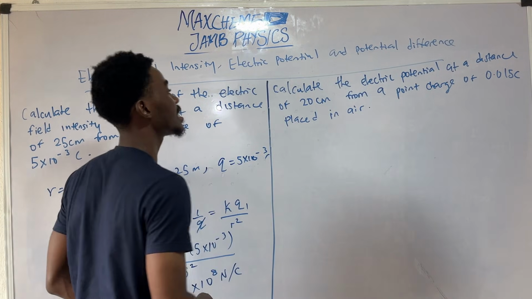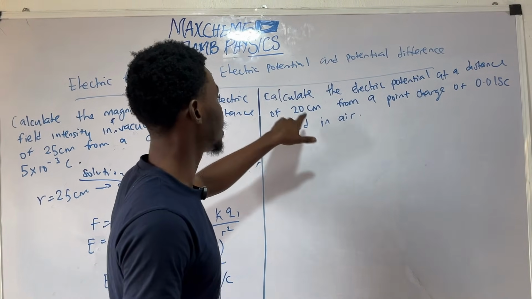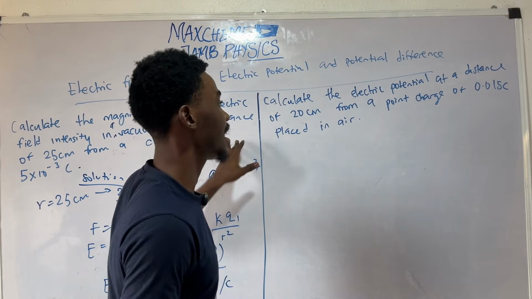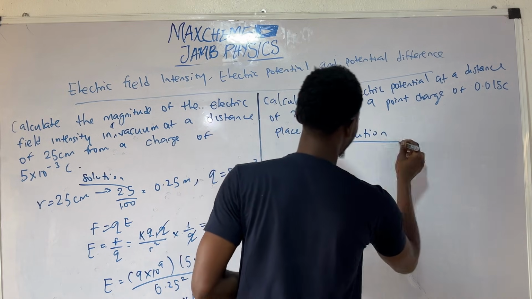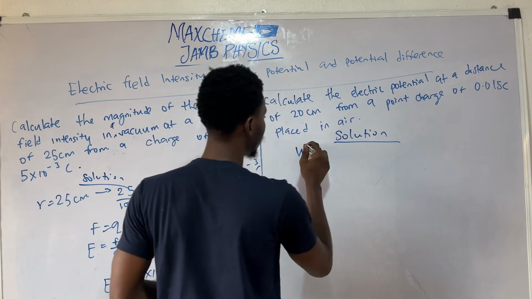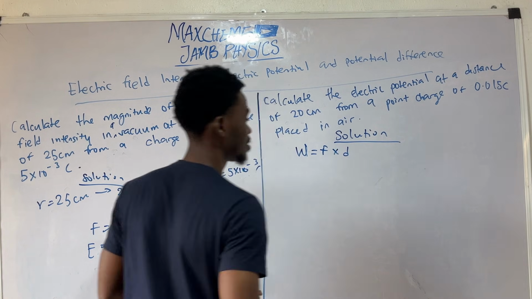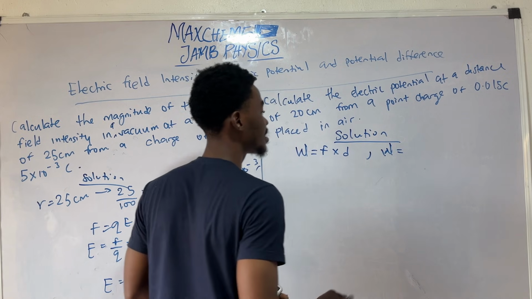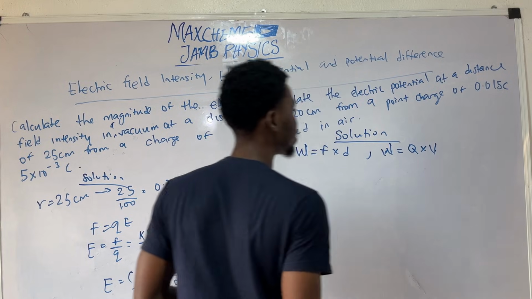Moving on to the next question, it says, calculate the electric potential at a distance of 20 centimeter from a point charge of 0.015 coulomb placed in air. So the solution to this problem is, if you can recall, work done is equal to force times displacement in mechanics, but work done in electricity is equal to what? Quantity of charge times potential difference.